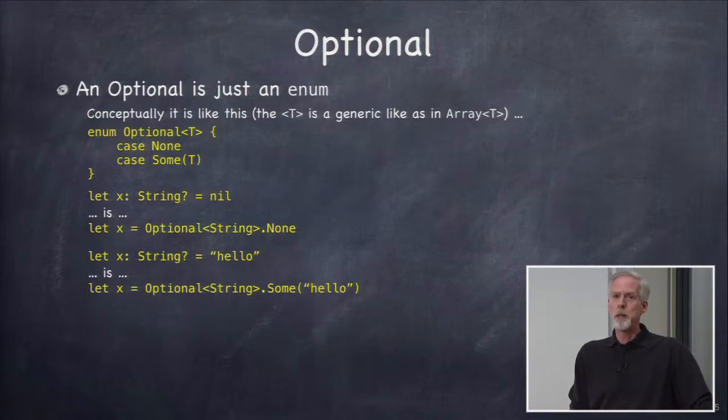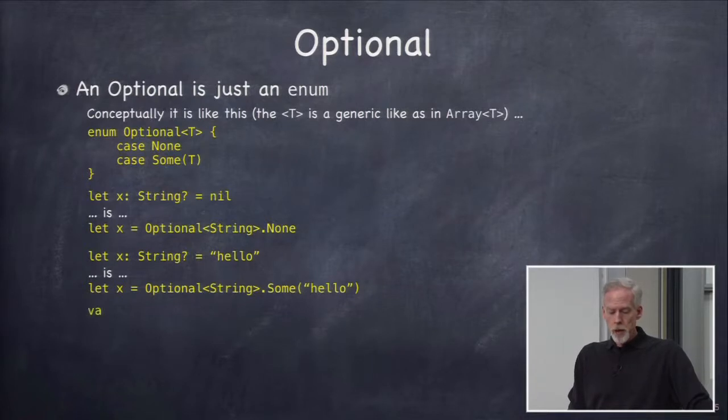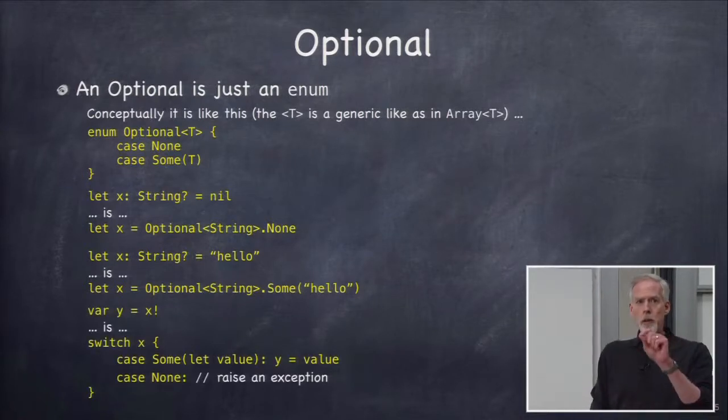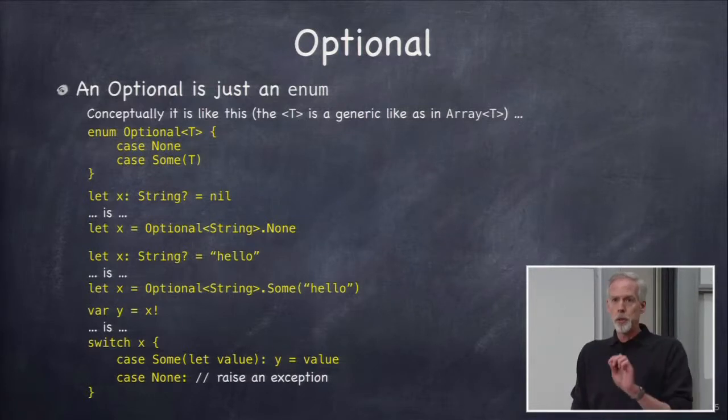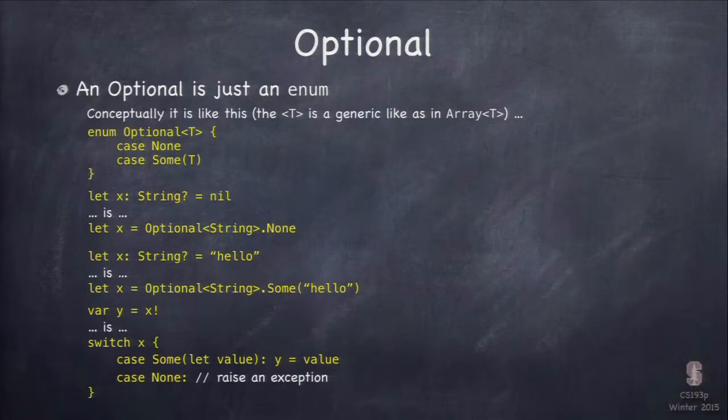The question mark and the exclamation point, I know that makes it seem like, whoa, it's really complicated, but it's pretty simple, really. It's just syntactic sugar for this optional. Now, the unwrapping really just looks like this. It's just a switch. In the case of some, you give the value back. And in the case of none, you raise an exception. Simple as that. That's why it crashes when you unwrap something that's nil. Okay? So that's optional.